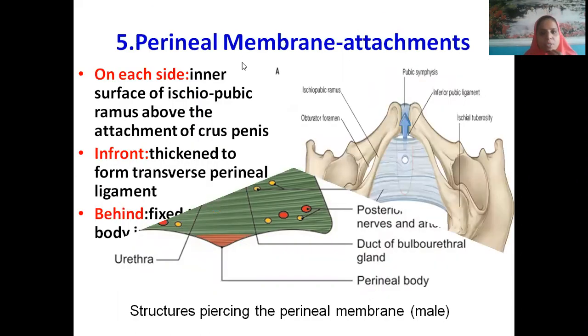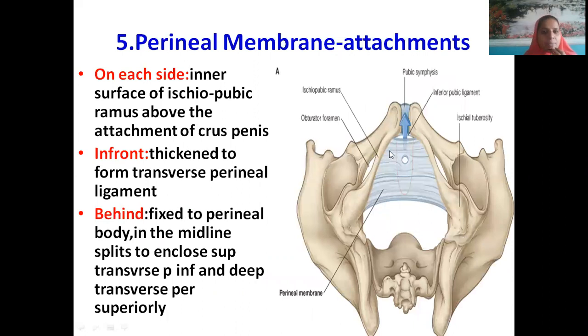So this perineal membrane, let us see the attachments. On either side it is attached to the ischiopubic ramus. In front it is thickened to form this ligament, where the arrow is put, that is the transverse perineal ligament. Behind, where I kept the arrow, it is fixed to the perineal body, where it is actually splitting to enclose the superficial and deep transversus perineum.